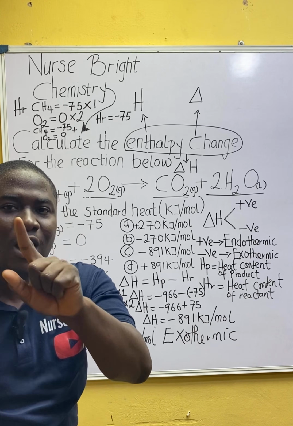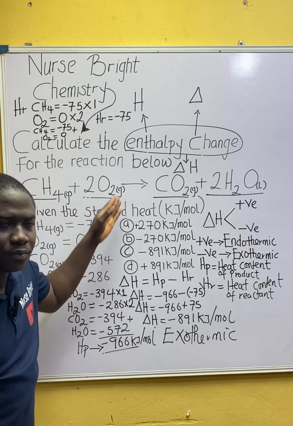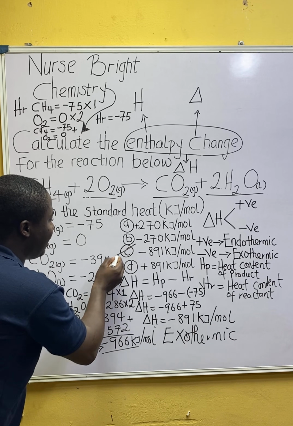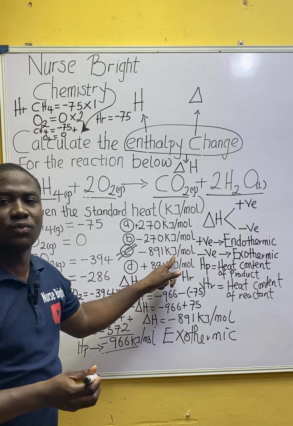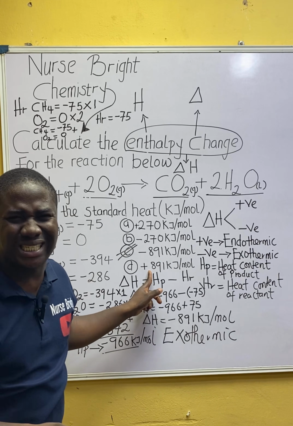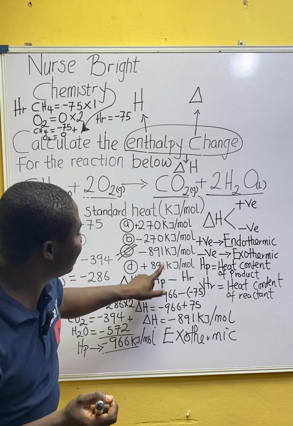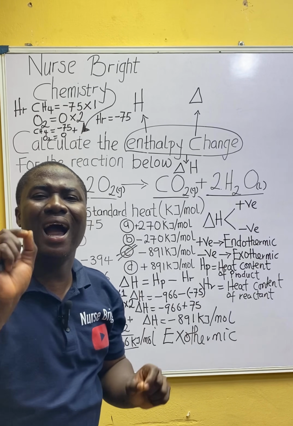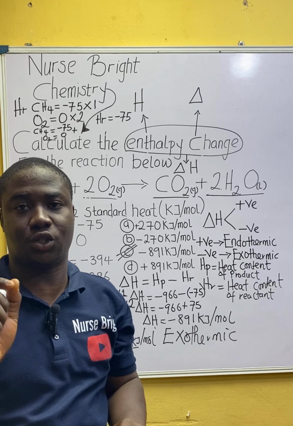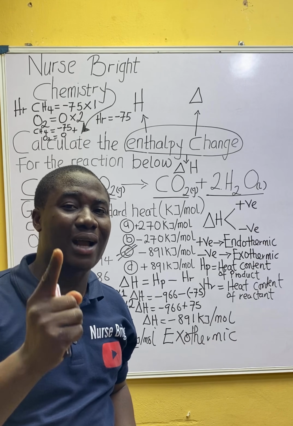I believe you are following. They are all very easy. So what becomes the answer to this question based on the options given to us? The answer becomes option C, because option C has minus 891 kilojoules per mole, not this positive value. You have to be careful. They are the same number, but the signs differentiate them. So you can see how all of these questions are being solved without stress. Get ready for your own practice question.